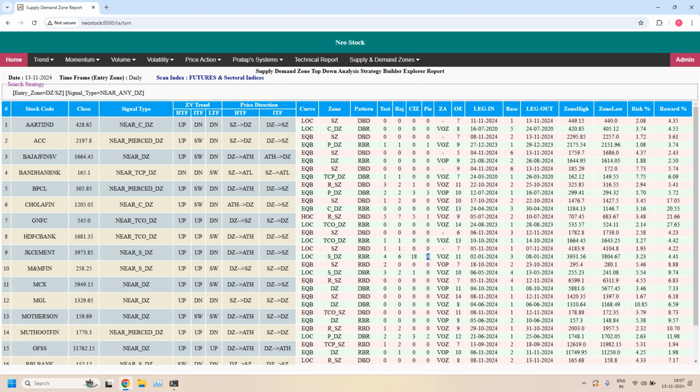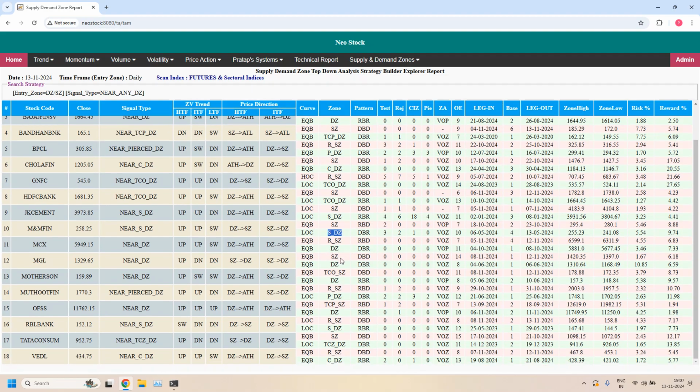JK Cement is pierced, so not valid. And Mahindra and Mahindra Finance is having a high liquidity daily demand zone. And RBL Bank is having a high liquidity daily demand zone. And Vedanta is having a high liquidity daily demand zone. So we identified a total of 6 high liquidity daily demand zones from this list.